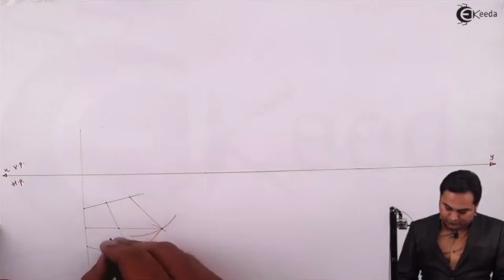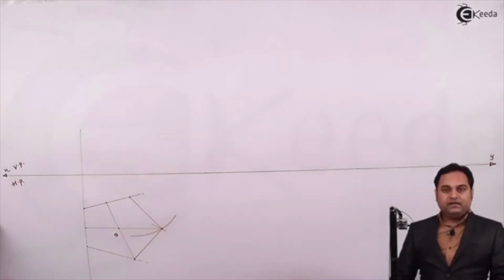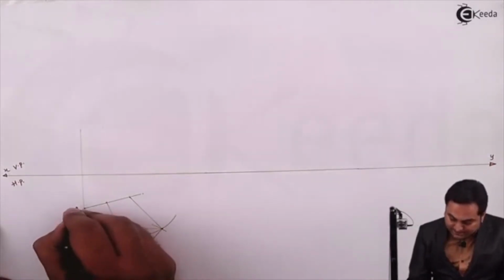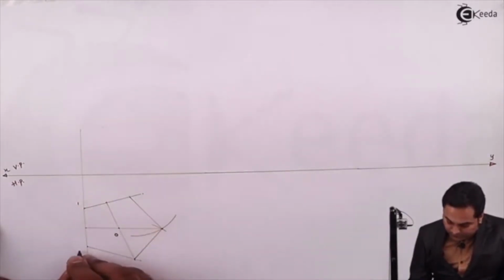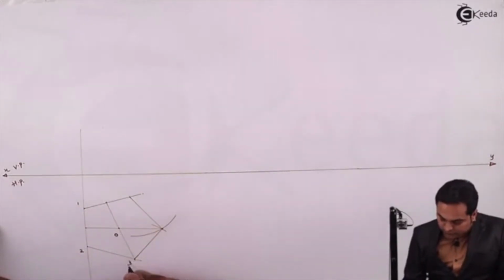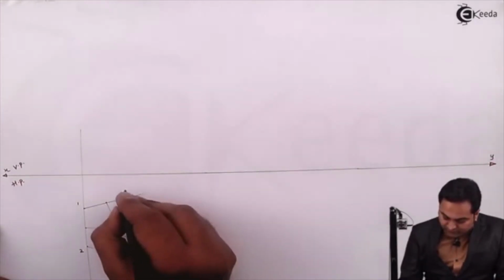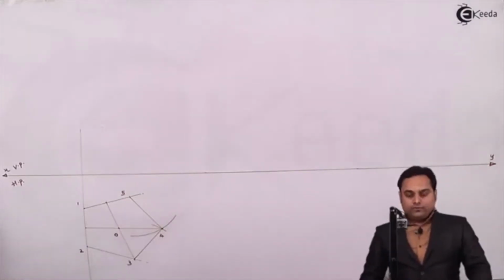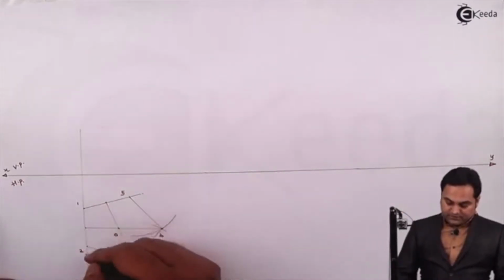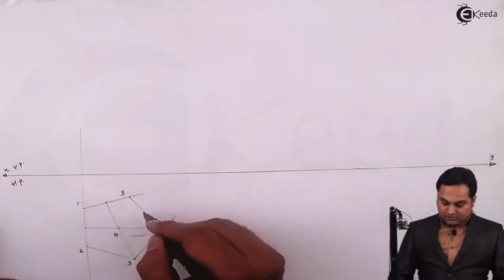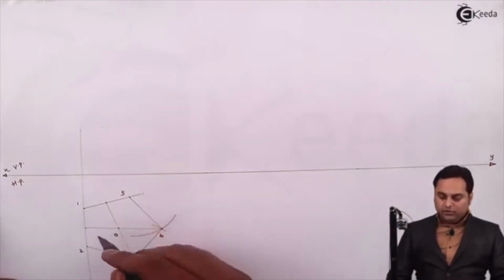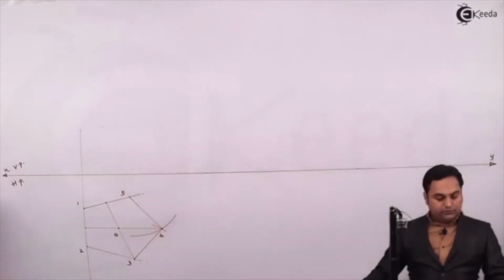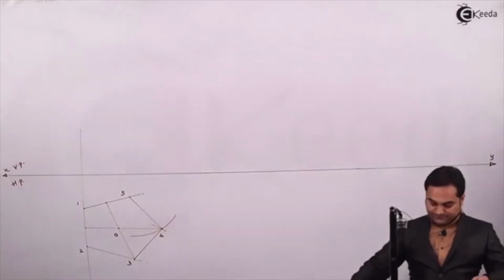So this is point O. Then I'll give the notations 1, 2, 3, 4 and 5. So when these corners are connected to the apex, we are going to get the triangular faces.